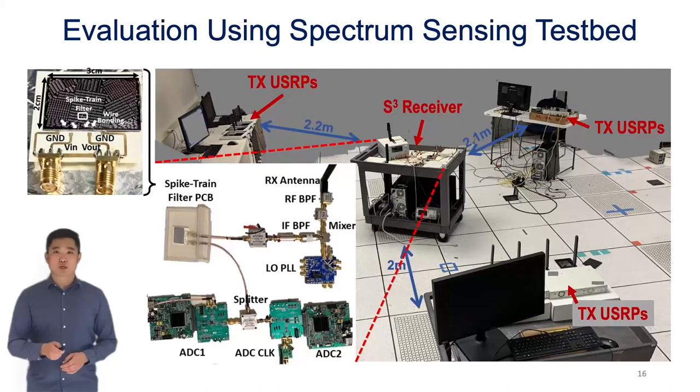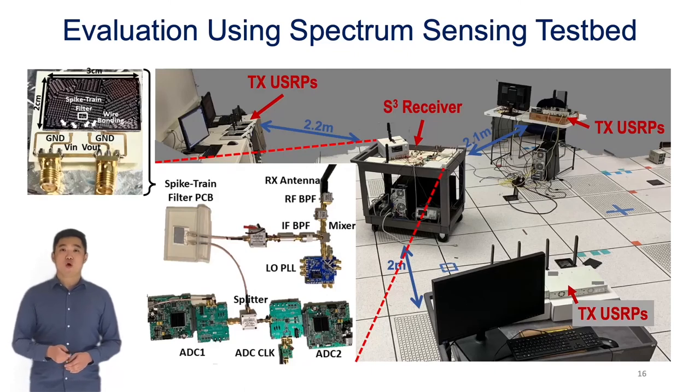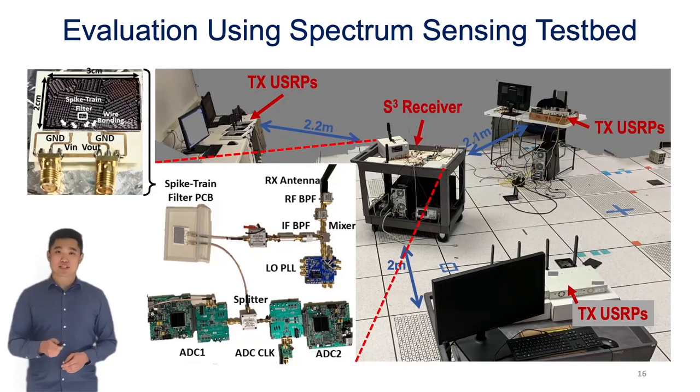We built a prototype S-cube spectrum sensor and evaluated its performance through controlled experiments in an indoor spectrum sensing testbed. This testbed consists of 19 USRP software-defined radios. We use it to cover a 480 MHz spectrum with various occupancies, and we use S-cube to detect the spectrum occupancy.